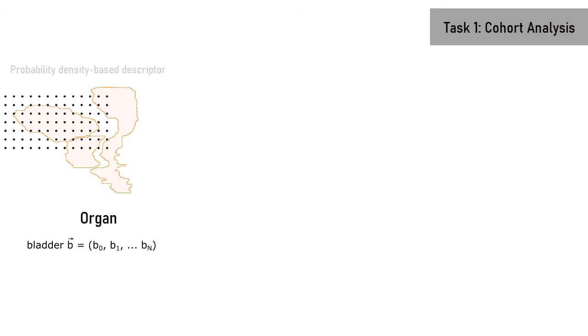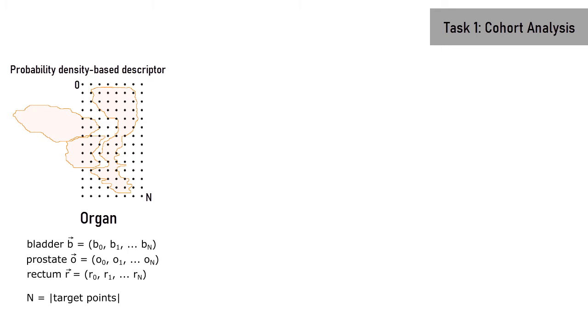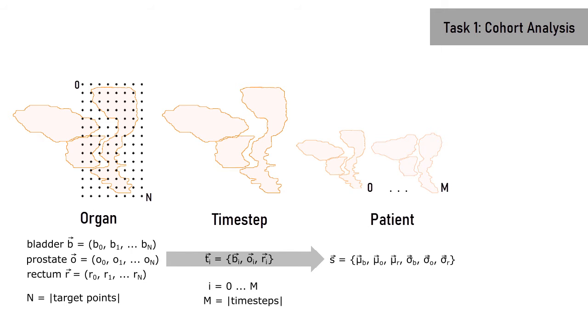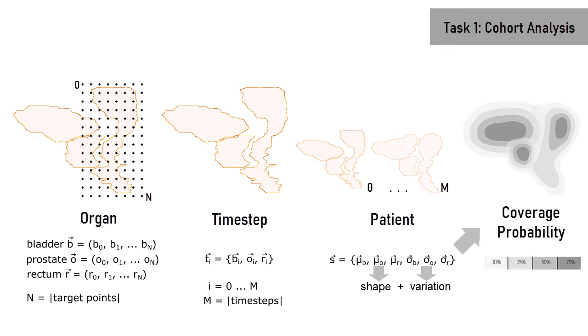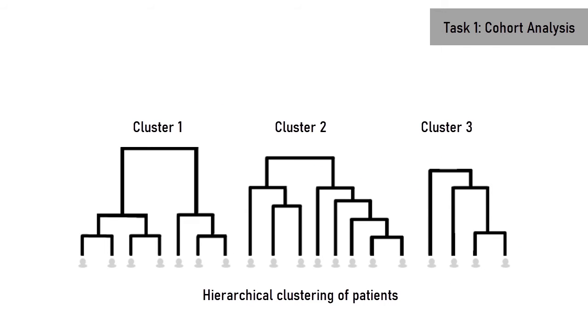To support the cohort analysis, we first employ probability density-based 3D shape descriptor to get a low-dimensional representation of organ shapes at individual treatment time steps. These are chained to represent whole anatomy at the given time step. To describe the patient, we aggregate the time steps using mean and standard deviation. In this way, we capture for each organ the average shape and variation, which can be reconstructed into coverage probability volumes for the given patient. The patients are grouped into clusters using hierarchical clustering.